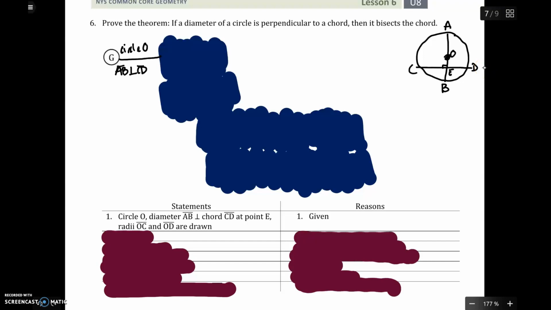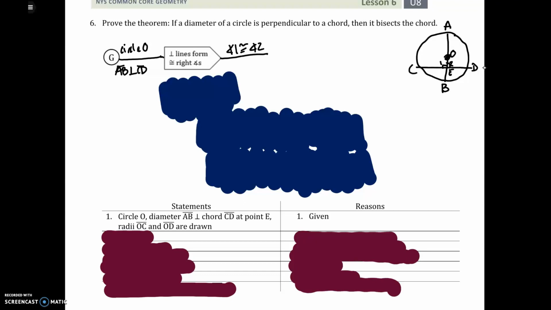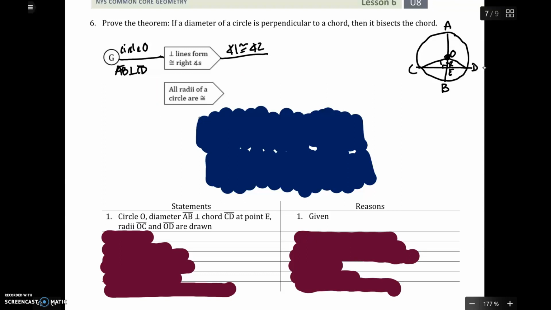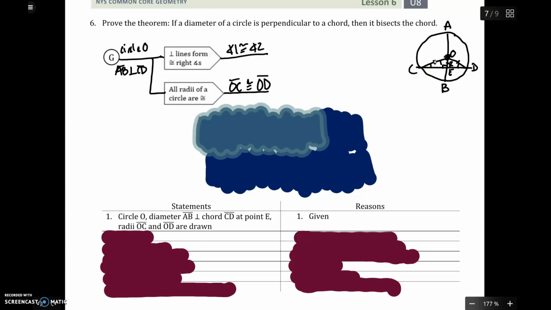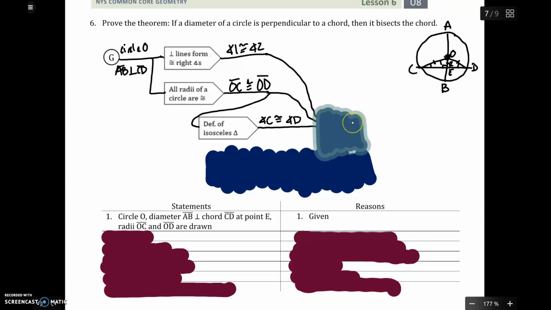Now I can't use the theorem to prove it, so I'm just going to go ahead and use the fact that perpendicular lines form congruent right angles and call these two right angles angle 1 and angle 2. Now I need to have triangles, and I can only add lines that help me, so I'm going to add in 2 radii to create triangles because I know all radii of a circle are congruent. And if they're congruent, so are these angles because OCD is an isosceles triangle.